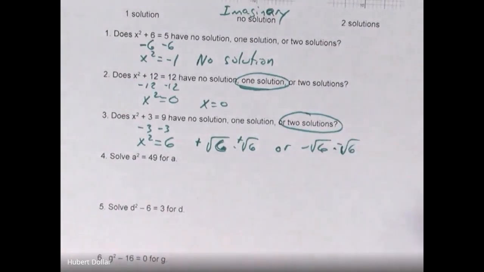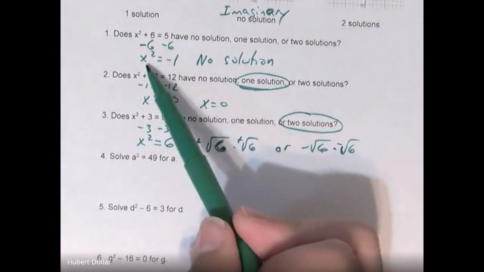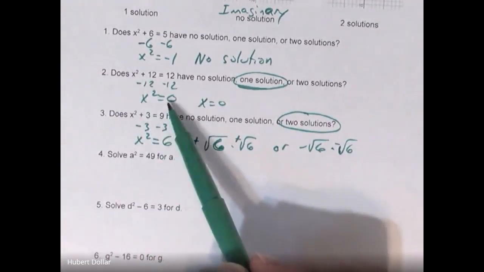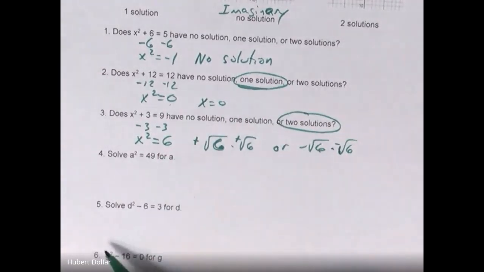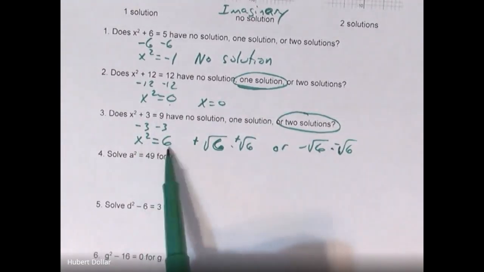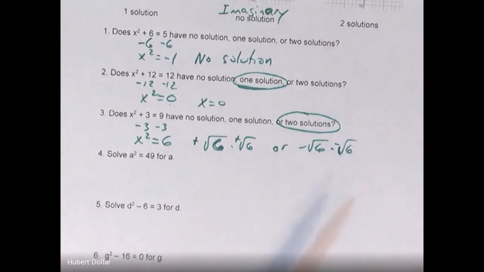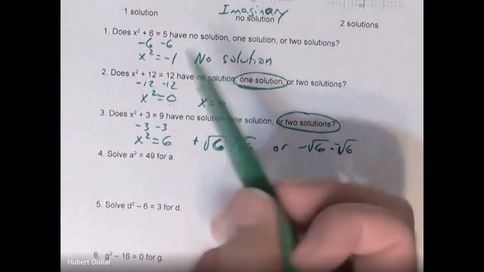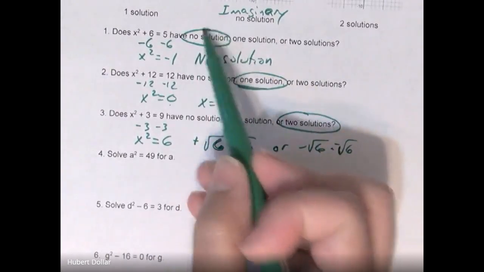So in generalization, if x squared equals a negative number, there's no solution. If x squared equals 0, there's one solution. And if x squared equals a positive number, it's going to be 2 solutions. And that's how you tell how many solutions a quadratic function has.